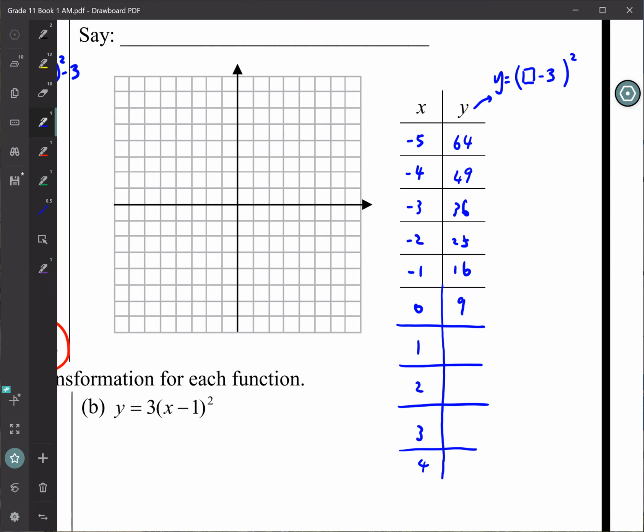So for example, 1, plug it in. 1 minus 3, that's -2. Square, that will be 4. Okay. So raise your hand if you got the table.